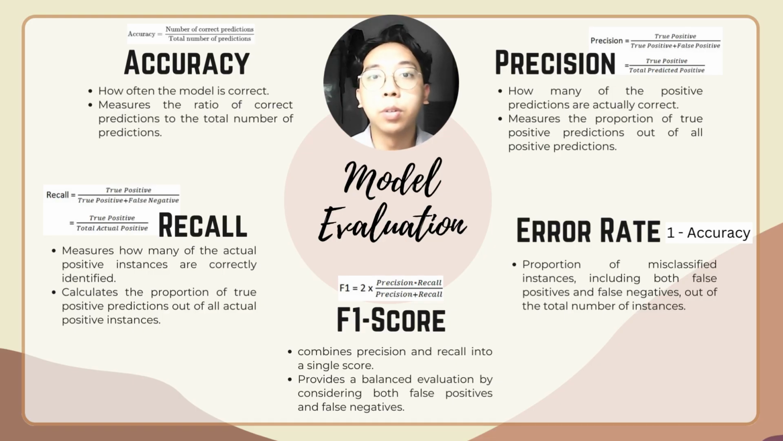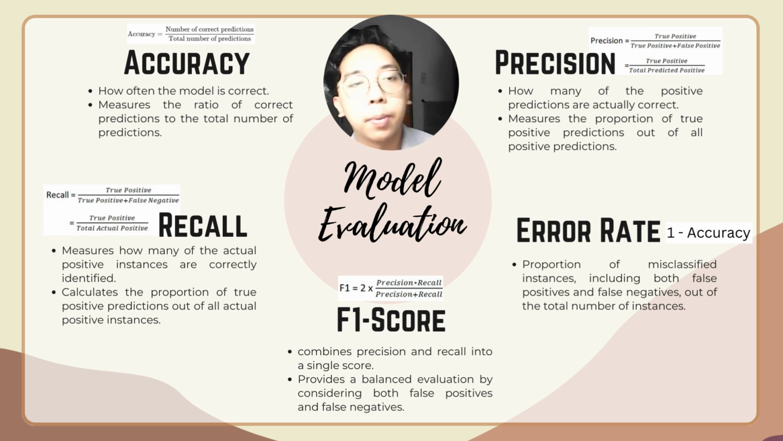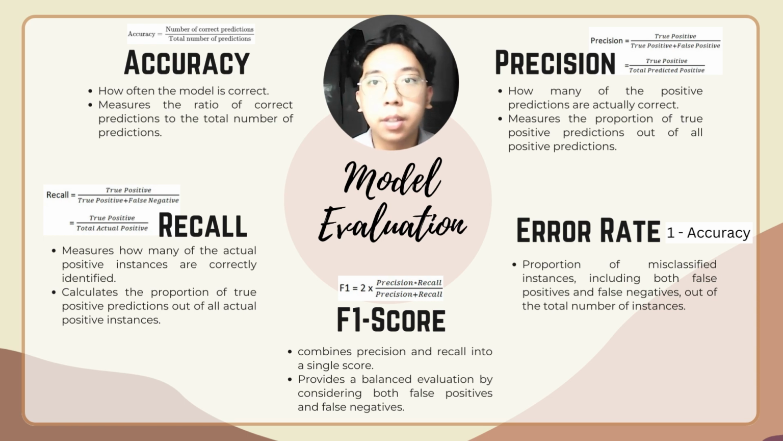Now, to evaluate our model, we will be using five different evaluation metrics, starting with accuracy. Accuracy is how often a model is correct, measuring the ratio of correct predictions to the total number of predictions. In other words, its formula is the number of correct predictions divided by the total number of predictions. Precision, on the other hand, is how many of the positive predictions are actually correct. This second metric measures the proportion of true positive predictions out of all positive predictions, with the formula true positives divided by true positives plus false positives.